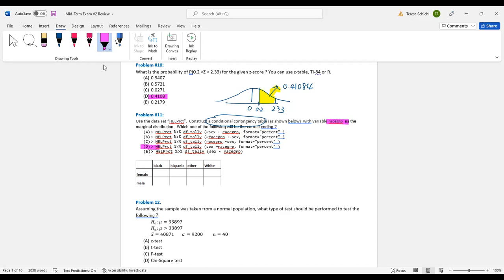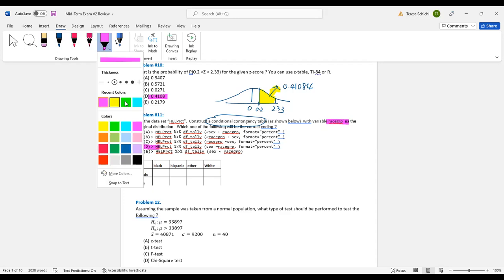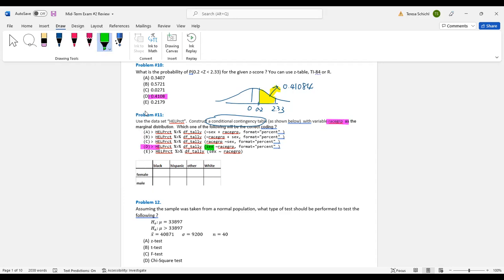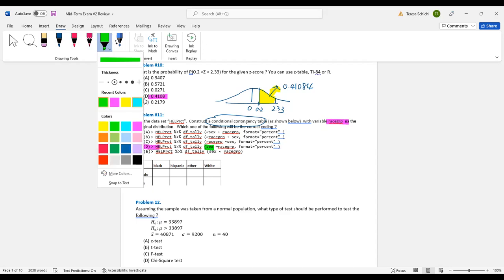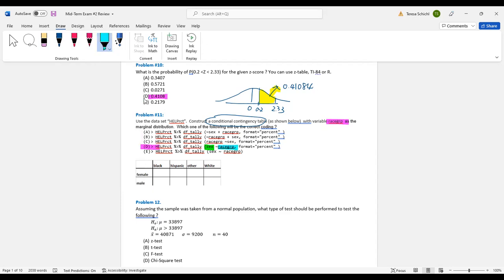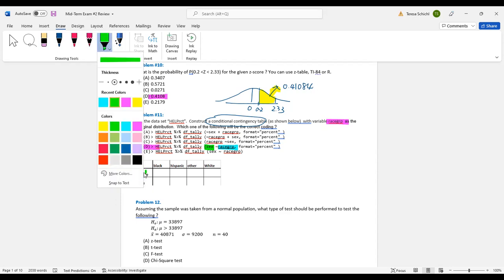So you need to be careful. It depends on which one you put first, right? So here you say sex, and then in here you say the race group. The first variable you put here will be your colors here.